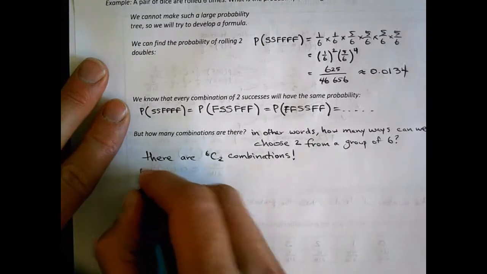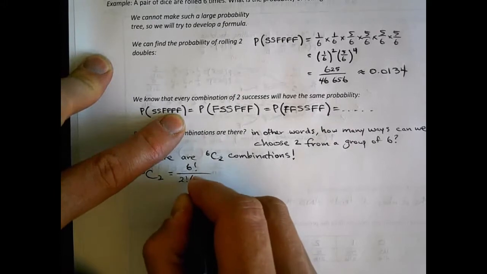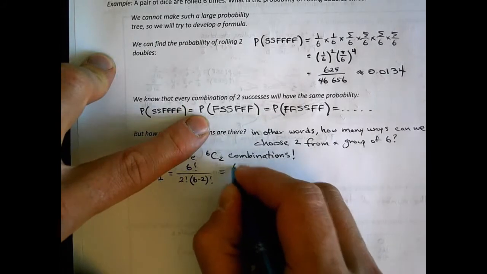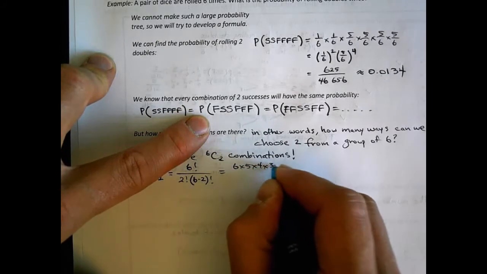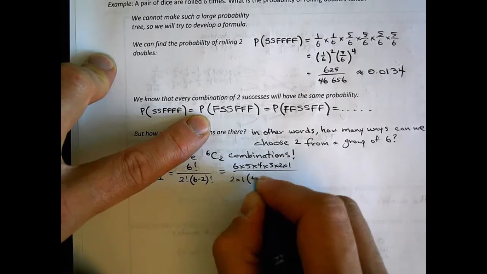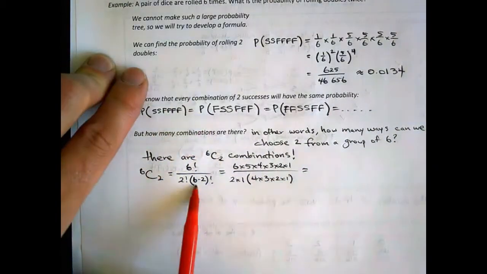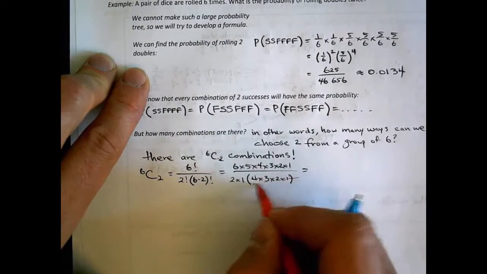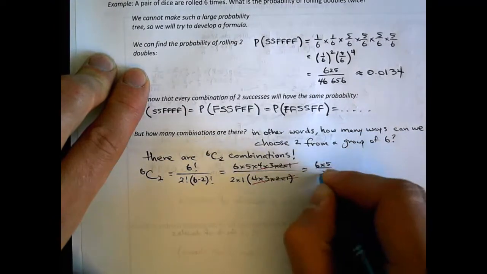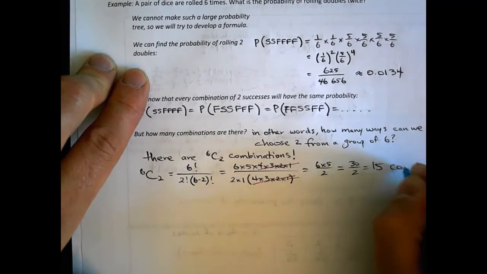Let's see if I can do this in my head. 6 choose 2. I'll use the formula, even though you could just punch this into your calculator. You remember how to do this? This is a factorial. So we have 6 minus 2 is 4 factorial. 4 times 3 times 2 times 1 is the same as this. They cancel out. So I'm left with 6 times 5 over 2. That gives me 30 over 2, which gives me 15 combinations.